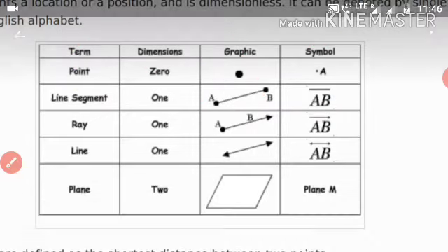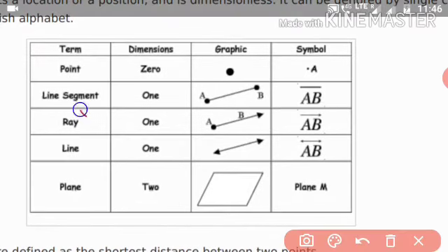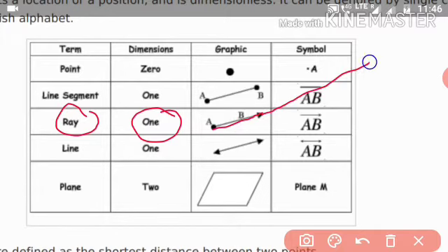Now ray. The dimension is 1. A and B is a ray, which means it will go on. The end point is not given like this, so this ray symbol is given, so it will go on. How will you denote it? You will denote A and B, and upon it you have to give this ray symbol. Okay, this is a ray.